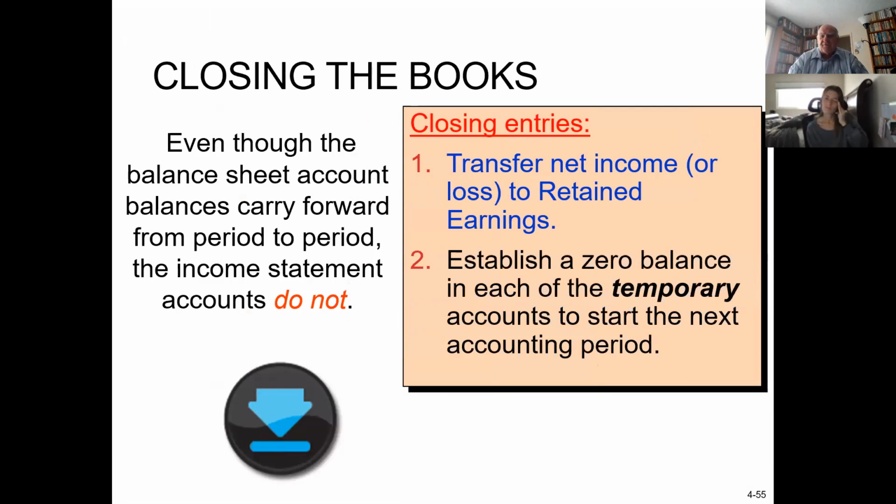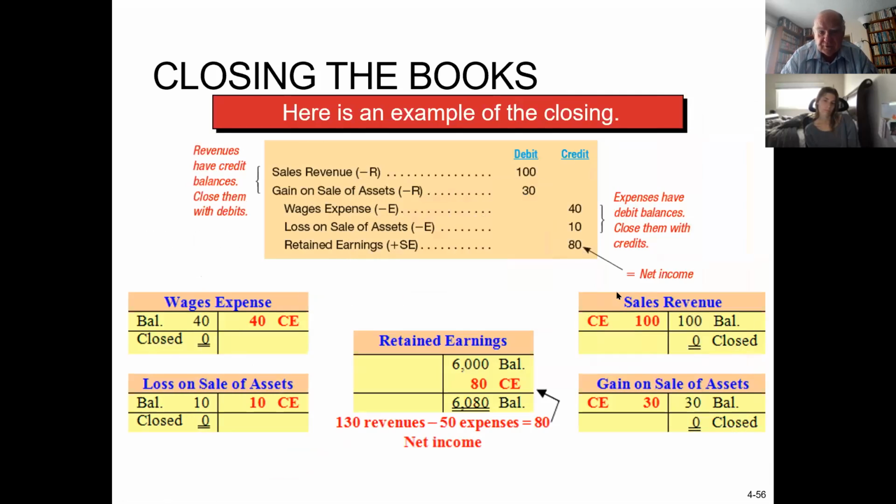We are going to take the temporary accounts, which are your revenues and expenses. Temporary accounts means the income statement. And at the end of the month, we have to zero out the income statement and move the resulting profit into retained earnings. So what we're going to do is set up all these accounts to zero. So let's take a peek here.